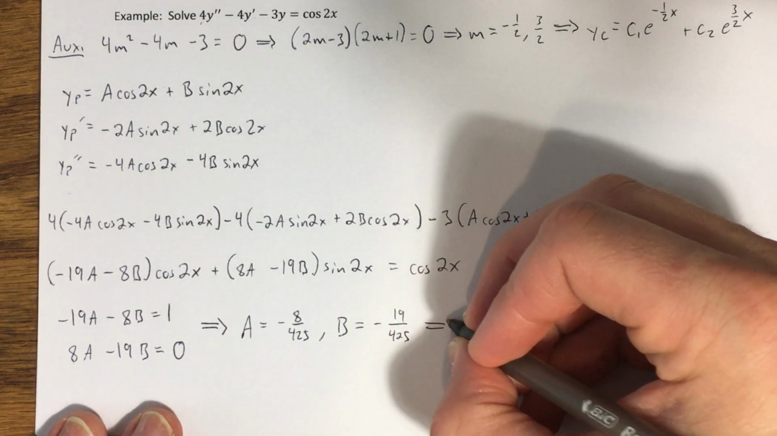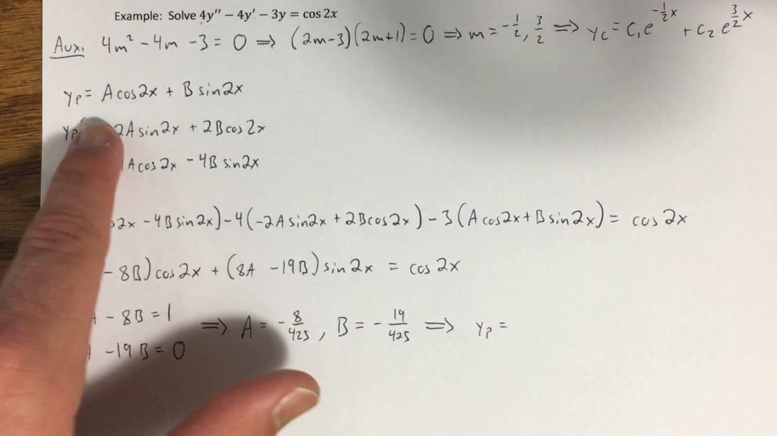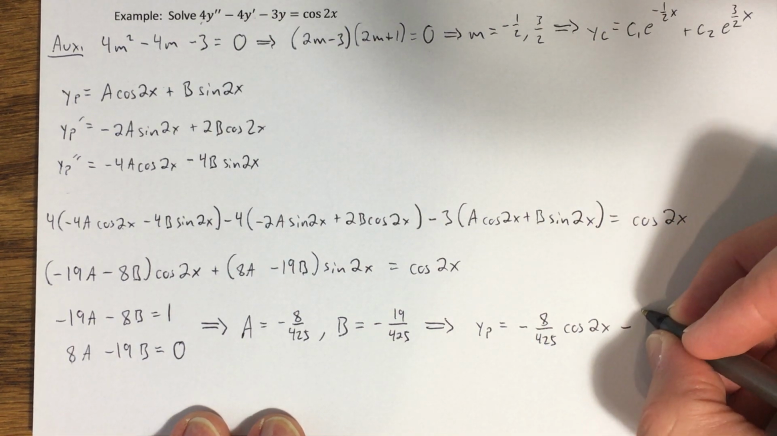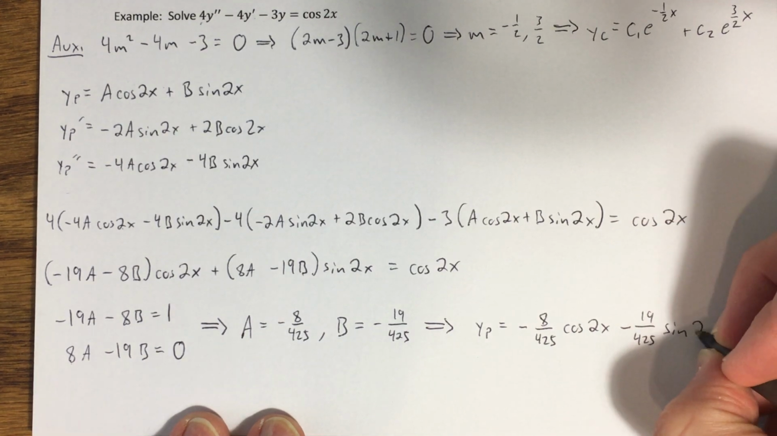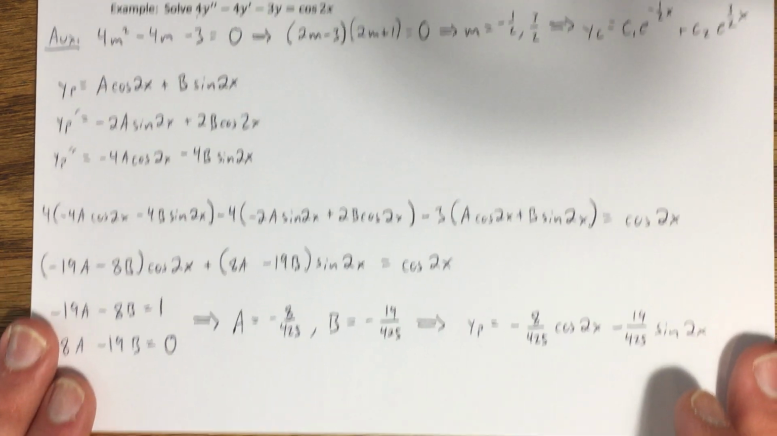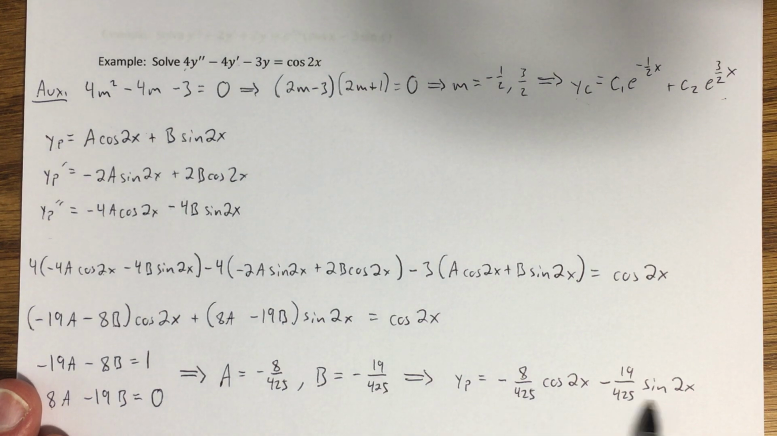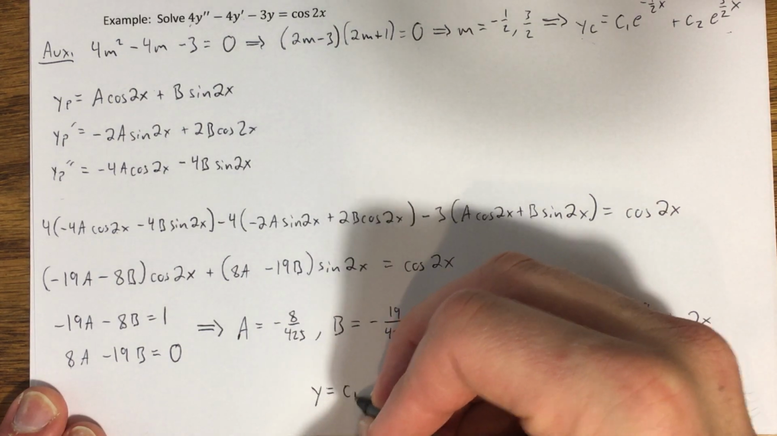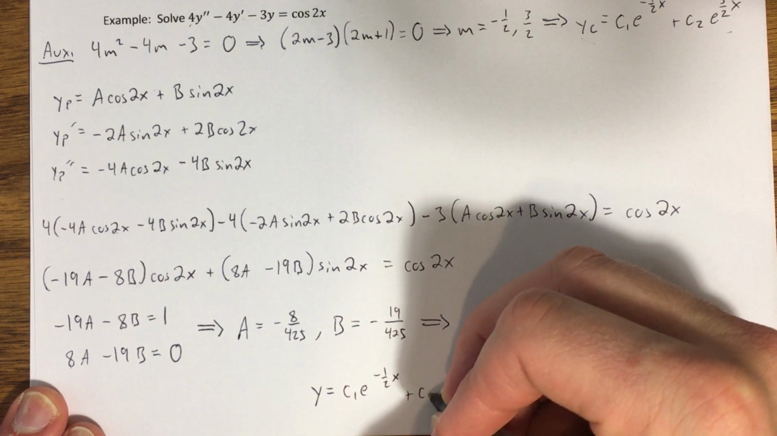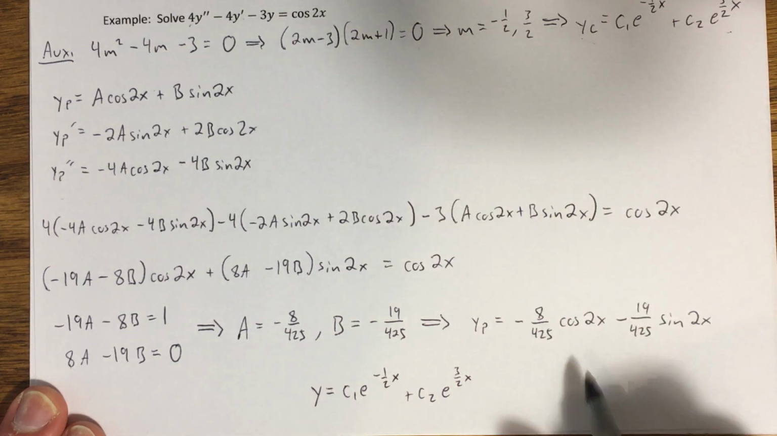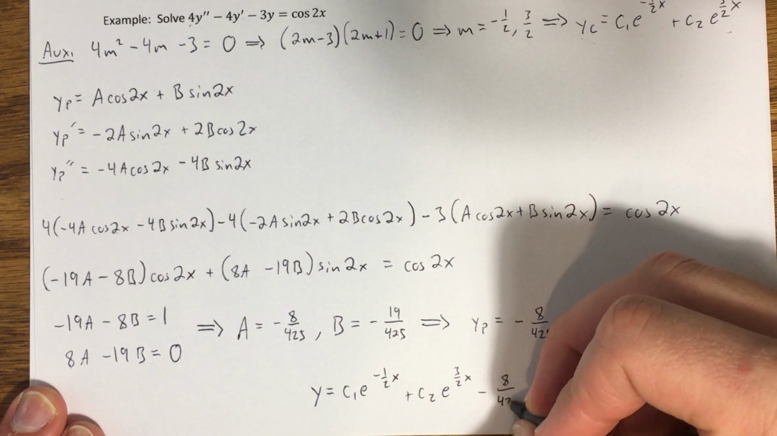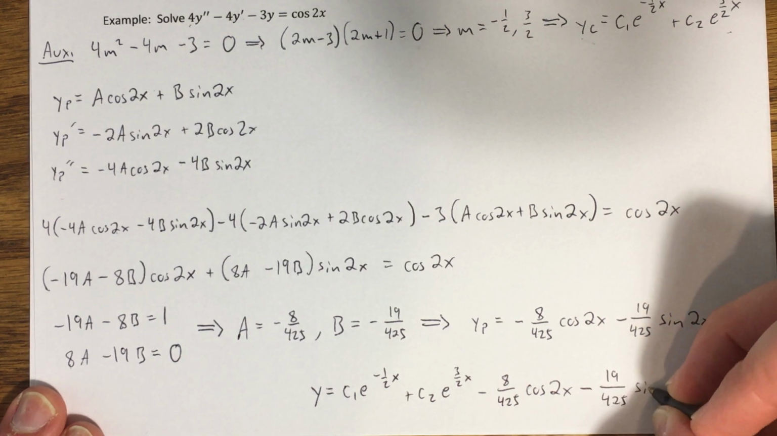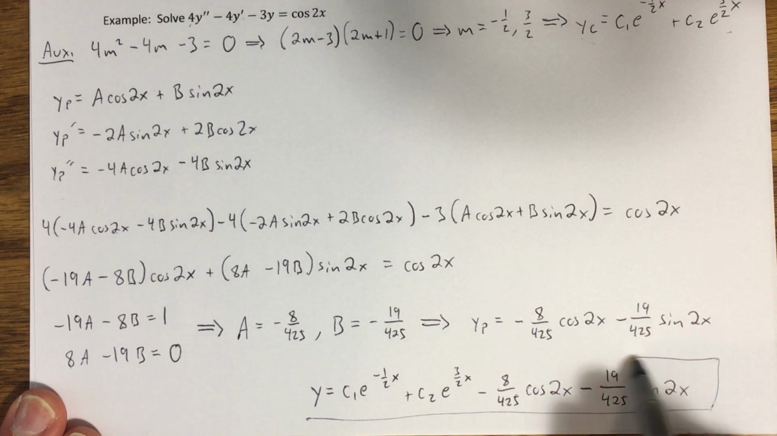Okay? So what does that tell me about my particular solution? Well, yp then, I can plug the a and the b into here, would be negative 8 over 425 cosine of 2x minus 19 over 425 sine of 2x. Remember, that's not my solution. I need to take my complementary solution that I got here, add it to my particular solution that I got here. That is now the general solution for this DE. So that means y, my general solution, is equal to c1 e to the negative 1/2 x plus c2 e to the 3/2 x, and then plus this particular solution, minus 8 over 425 cosine of 2x minus 19 over 425 sine of 2x. That is my general solution.